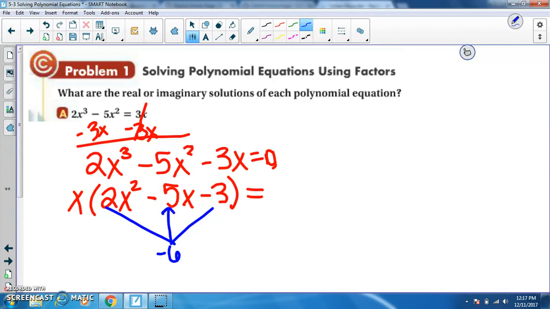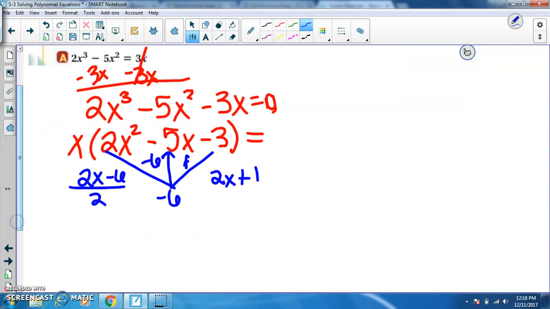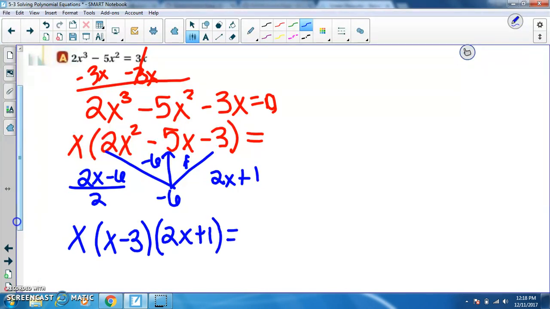What multiplies to negative 6 and adds to negative 5? 1 and negative 6. I need to check 2x minus 6. And I need to check 2x plus 1. I can divide here by 2. So my factored form would be x times x minus 3 times 2x plus 1 equals 0.